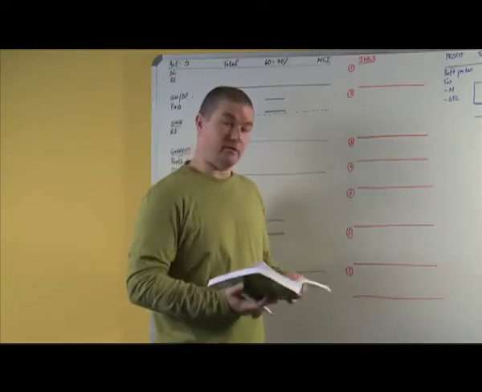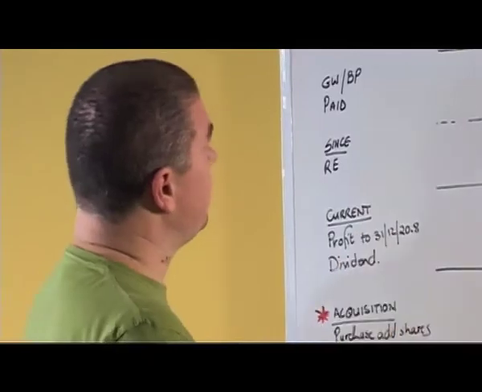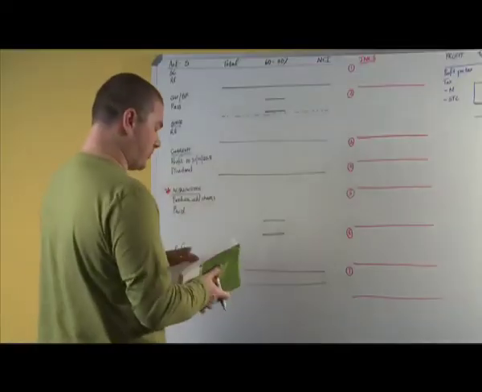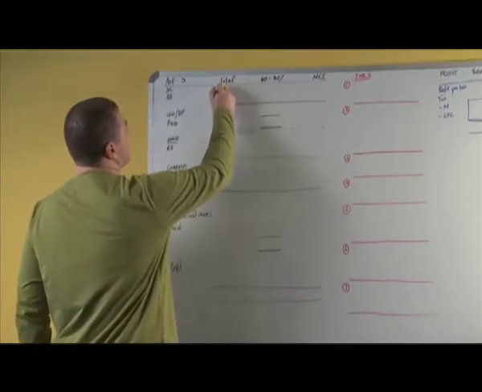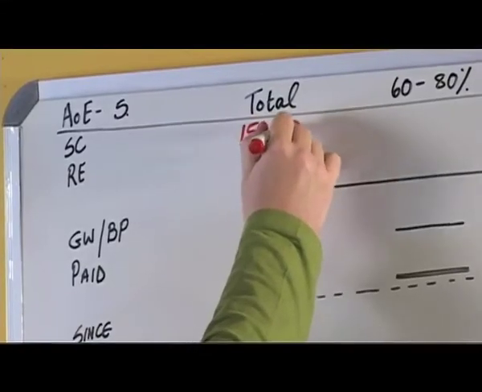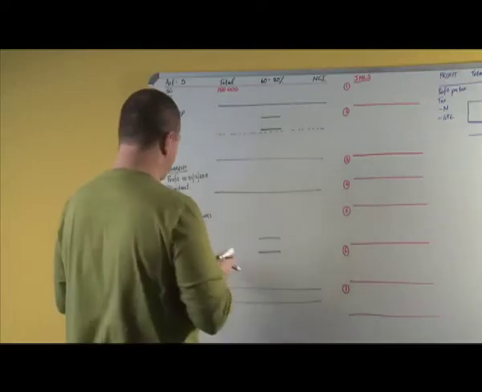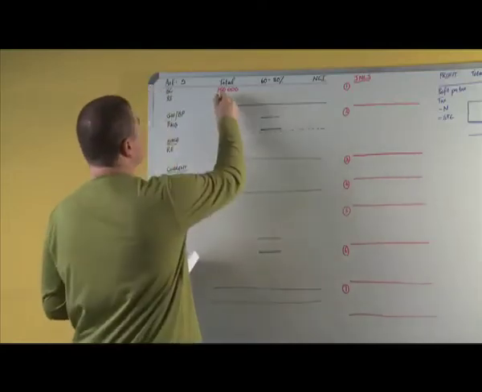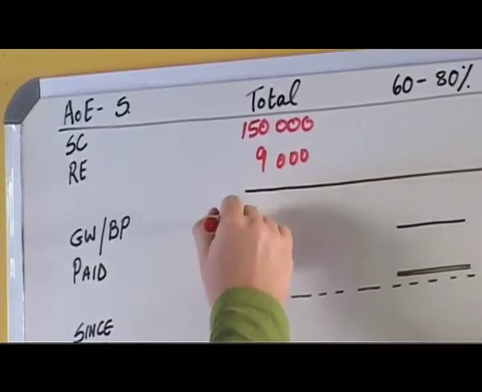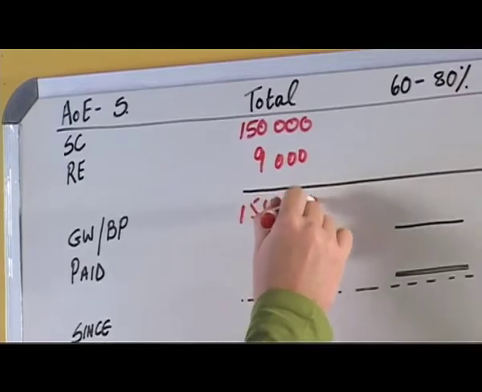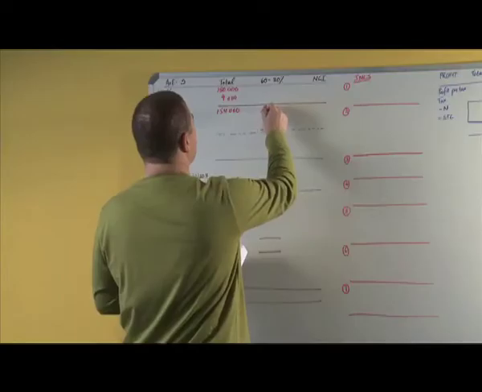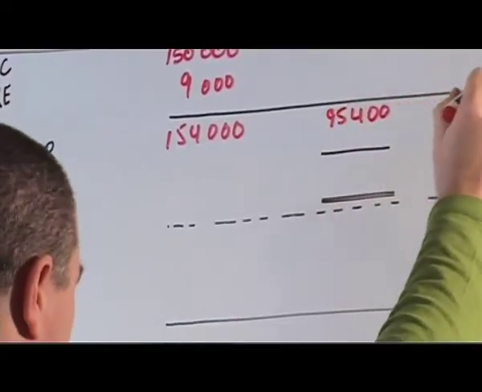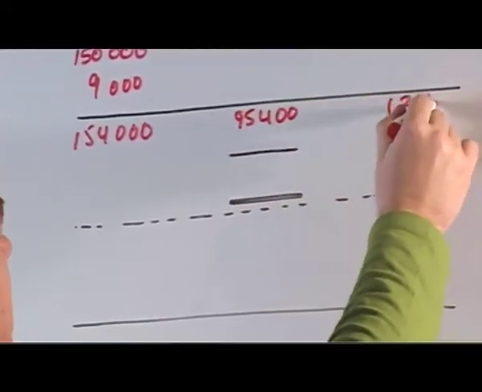Right, so you're back. Now let's go through it and see how you've managed. First things first, we've got share capital at the top, and we're told that that's 150,000 Rand. Our retained earnings at the date of acquisition was 9, so that's going to give me 154. Please note that I only own 60%, so that's 95,400. My NCI will be 63.6.